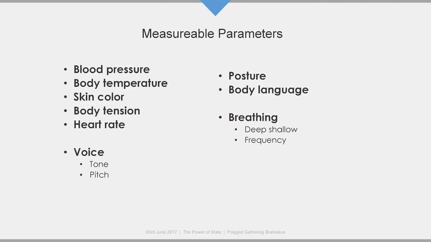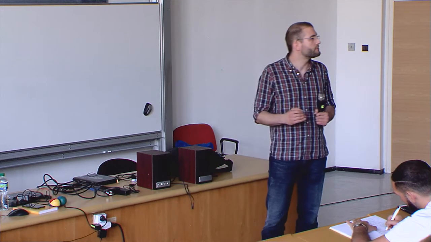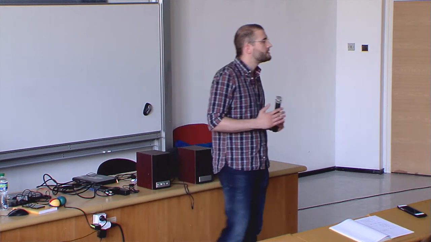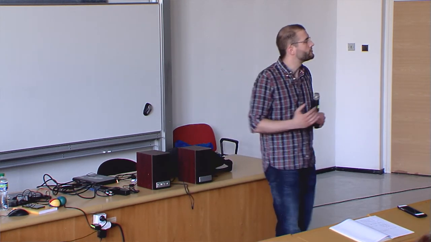A little bit of additional information. Many of those states can also be measured with scientific and technological means. For example, you could measure the state of a person, at least to some extent, by looking at parameters like blood pressure, the color of the skin of a person, the body tension, heart rate, and so on and so forth. And very often the state is, of course, a combination of all these factors.